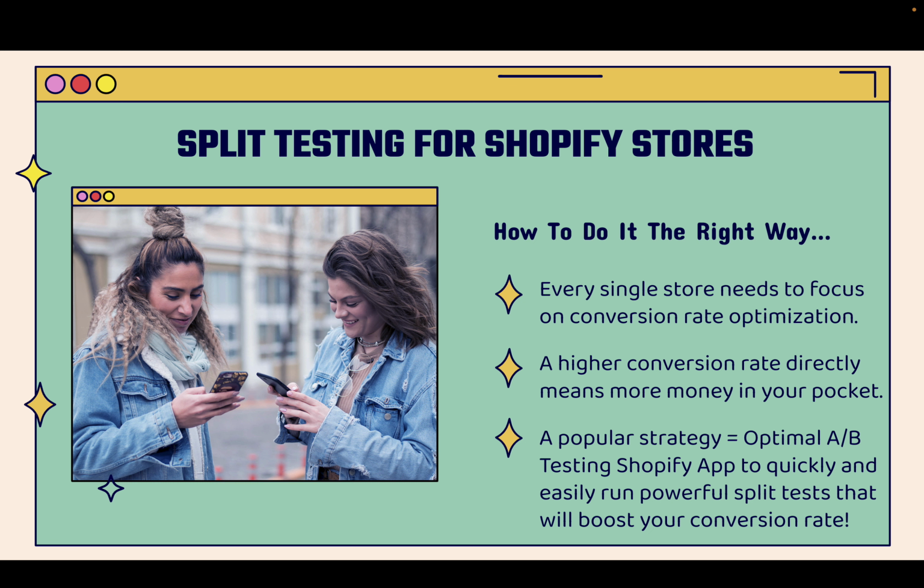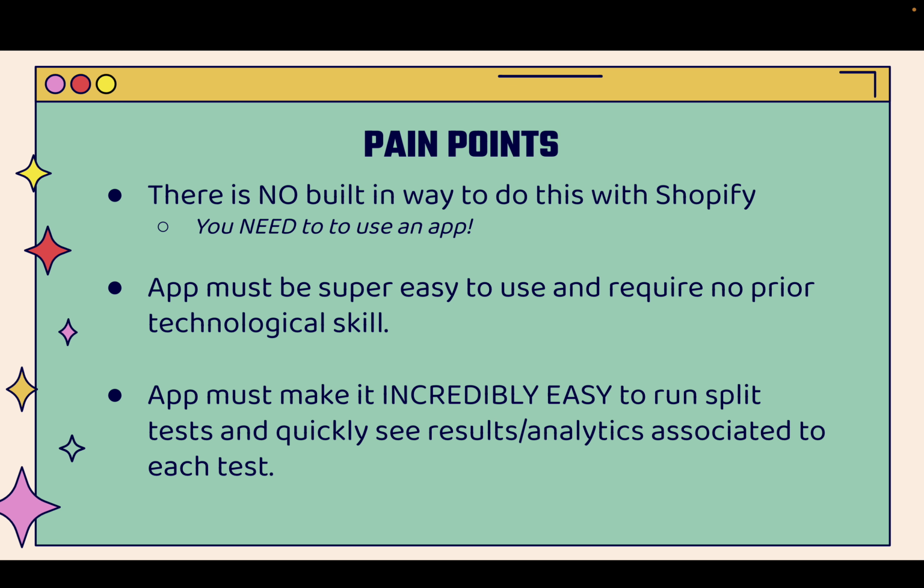And a really popular strategy is to use the Optimal A/B Testing Shopify app to quickly and easily run powerful split tests that are going to boost your store's conversion rate. I'm going to show you exactly how to do this. And if you want to do split testing with Shopify, you might run into some pain points. First of all, there's no built-in way to do this with Shopify. You're going to need to use an app, and I'm going to show you the exact app that I use.